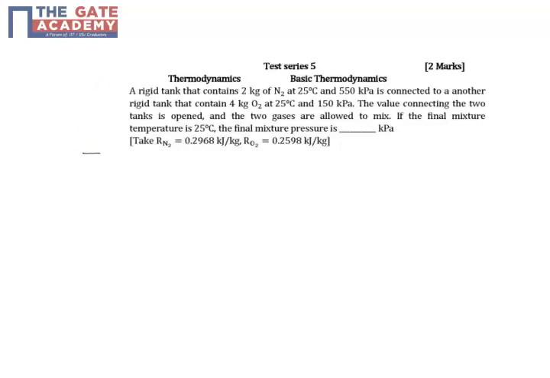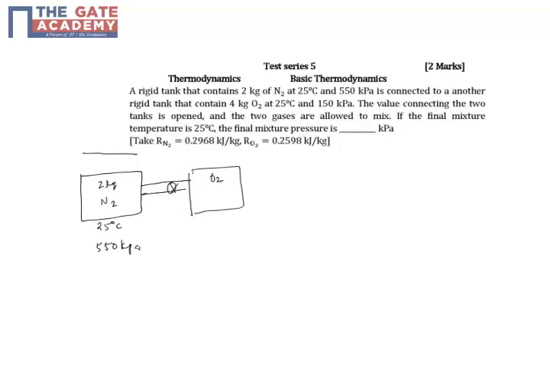Okay, so let's discuss a question from thermodynamics. Basically, we have a rigid tank which contains 2 kg of N2 at 25 degrees Celsius and 550 kPa, connected to another rigid tank, and you have a valve in between. There's another tank that contains 4 kg of O2 at 25 degrees Celsius and 150 kPa.